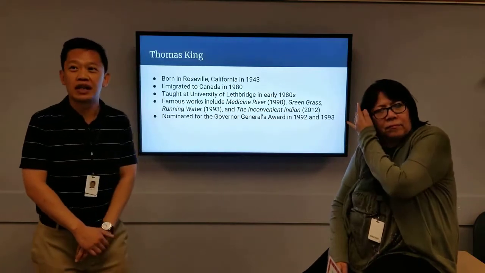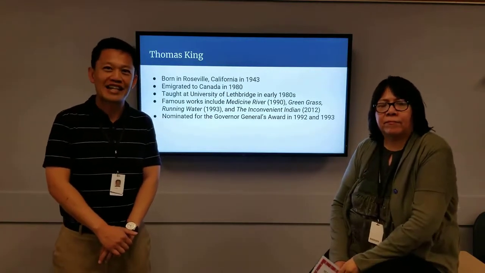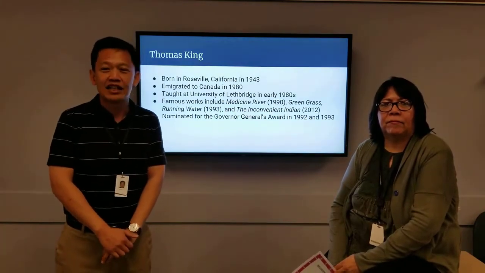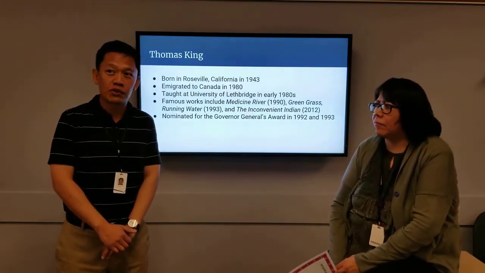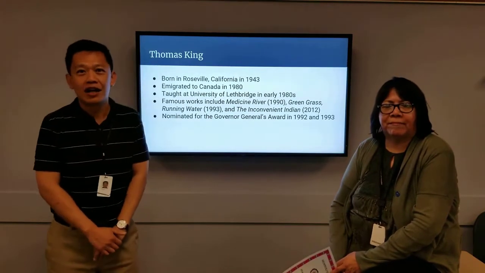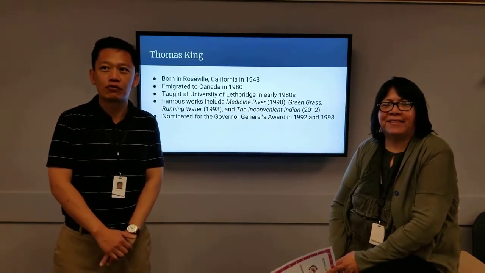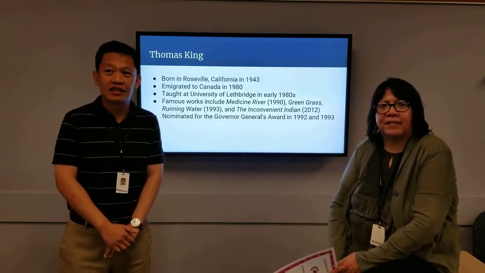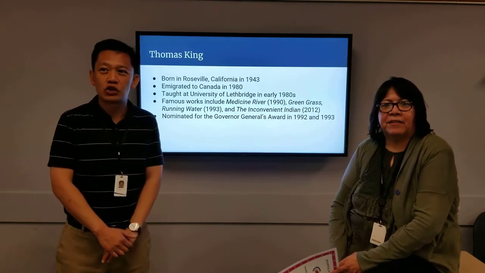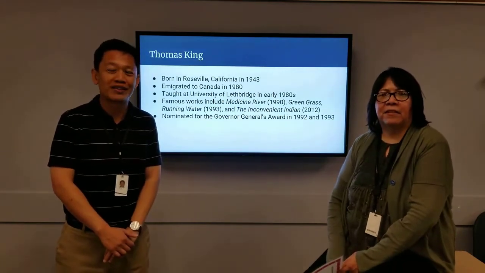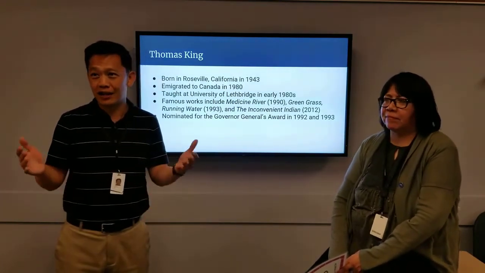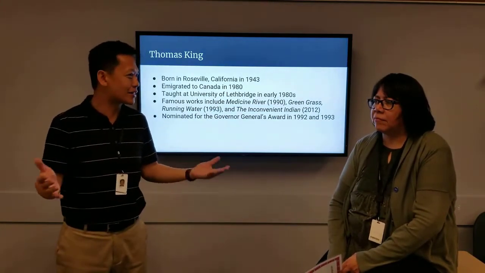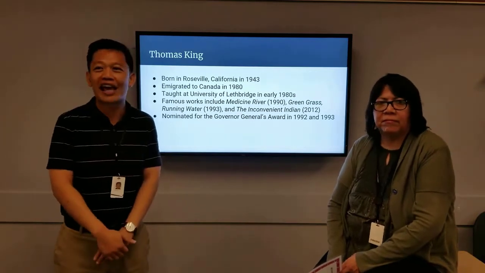He was born in Roseville, California in 1943. He immigrated to Canada in 1980. He taught at the University of Lethbridge in the early 1980s. His famous works include Medicine River, Green Grass Running Water, and The Inconvenient Indian. He was nominated for the Governor General's Award in 1992 and 1993, which is almost like the highest literary award in Canada.